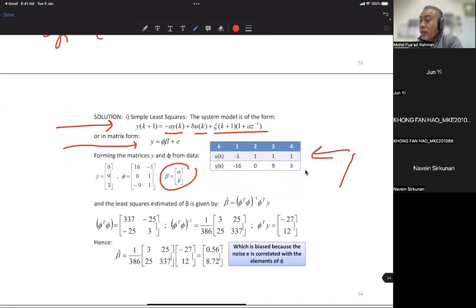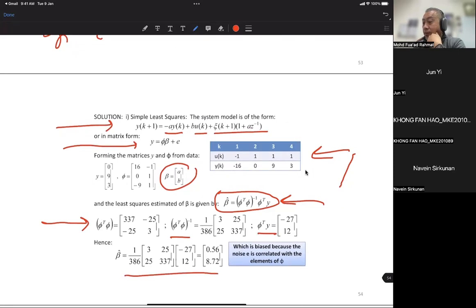Then we apply the simple least square estimator, which is this one. You have to remember this formula: estimated beta is the inverse of psi transpose psi, multiplied by psi transpose, multiplied by y. Psi transpose psi is this one, using a calculator, a computer, or manually. Then inverse, and then psi transpose y. So you multiply, and you get 0.56, 8.72.